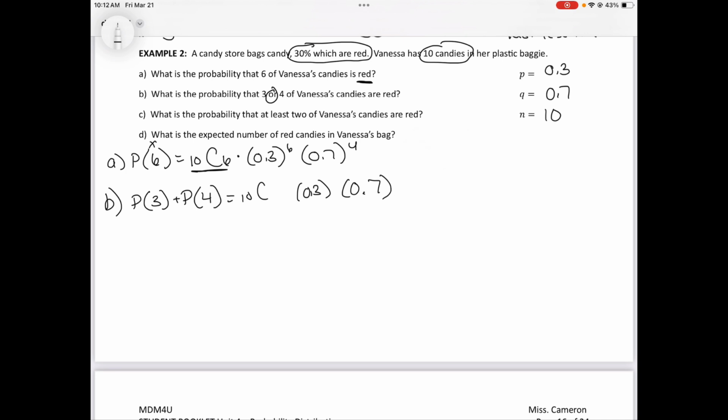All that's going to change here is that now we want 3 successes. So 3 successes, meaning 7 failures. That's it. And again, 10 choose is not going to change. The probability of a success and the probability of a failure is not going to change. But this time we want 4 successes. So 4, 4, 6.